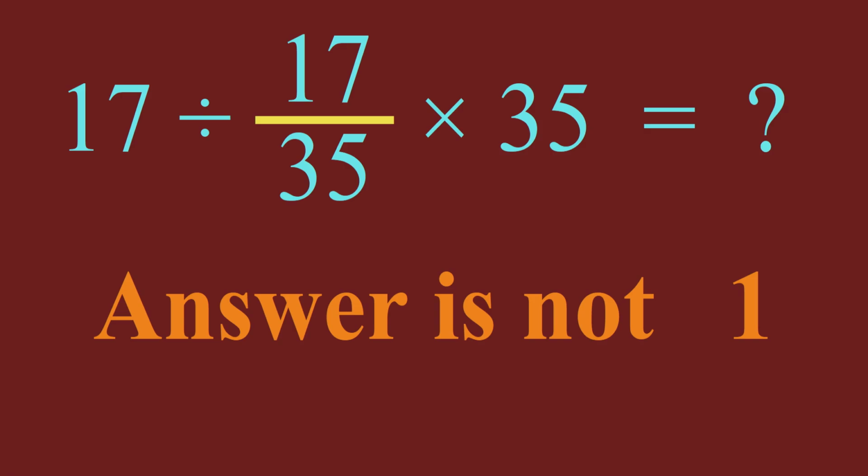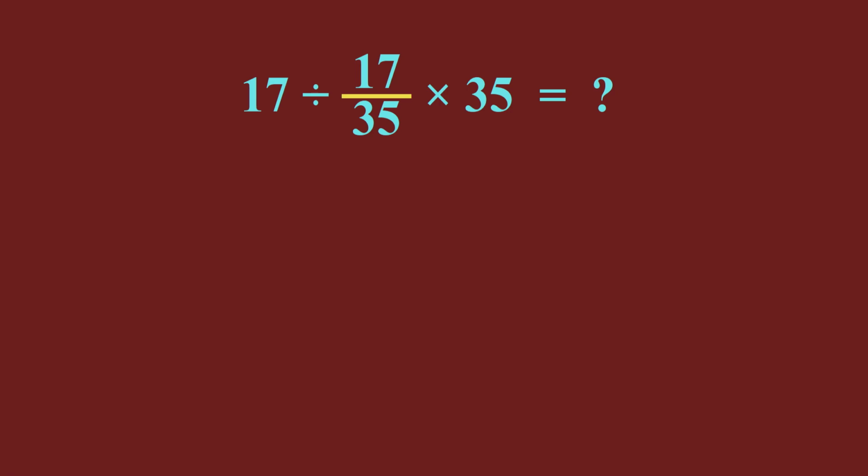Welcome Trailblazers! In today's episode, our goal is to determine the numerical value of this statement: 17 divided by 17 over 35, then times 35.